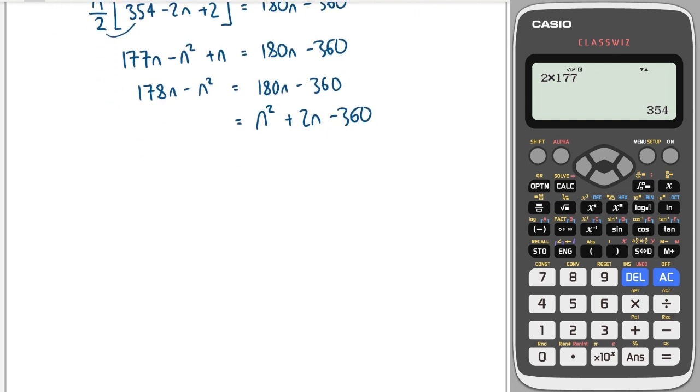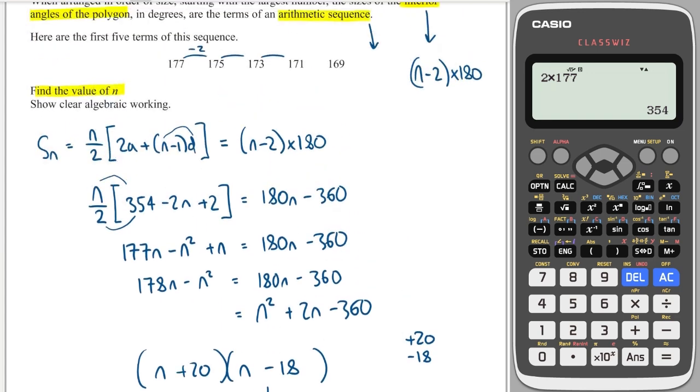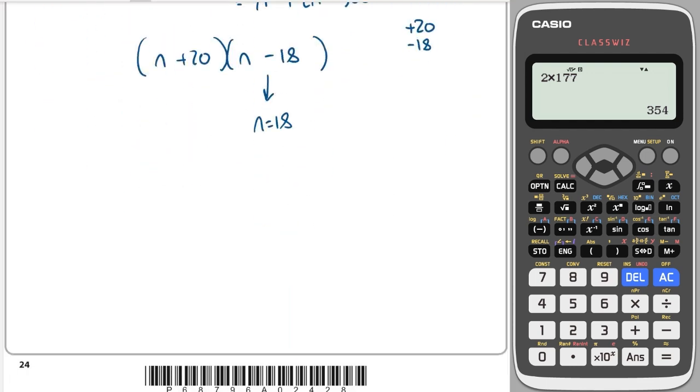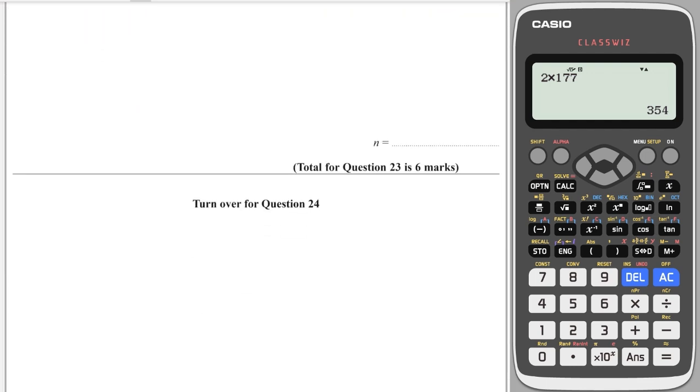Now factorising, I need to find two numbers which add to make 2 and times together to make minus 360. So there have to be two numbers that are very close to each other. So I'm thinking plus 20 and minus 18 should do the job. Yep, that works. So plus 20 and minus 18. And this is going to give us n is equal to 18. The other one will be a negative answer, which it can't be, of course, because n represents the number of sides of a polygon. So n equals 18 is the final answer.